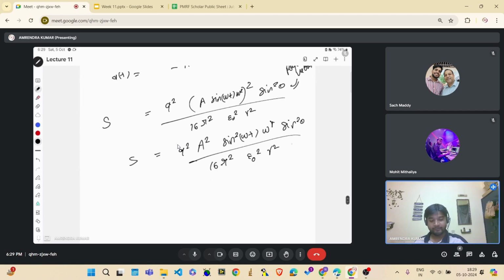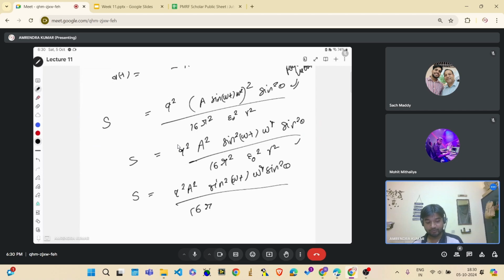And then we have calculated the power. So from here, we have q square, a square, sine square omega t, omega power 4, sine square theta, over 16 pi square epsilon naught square, r square.